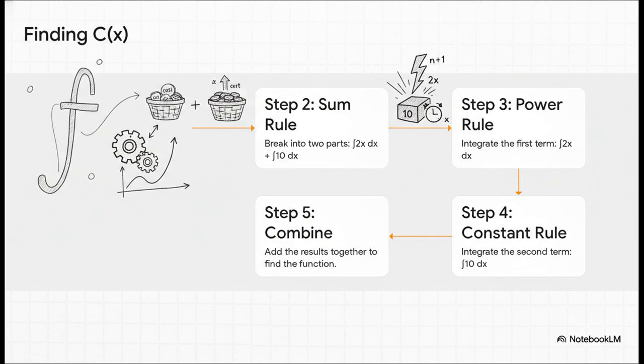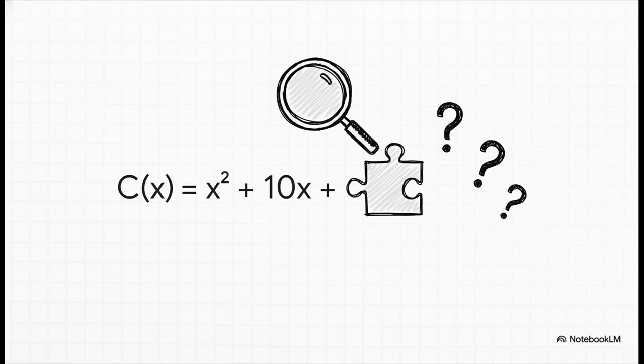For step 4, we handle the second piece, the integral of 10. That's a simple application of our constant rule. And finally, in step 5, we'll put the pieces back together and see what our complete general total cost function looks like. And after all that, here's what we get. C of x equals x squared plus 10x plus c. The integral of 2x is x squared. The integral of 10 is 10x.